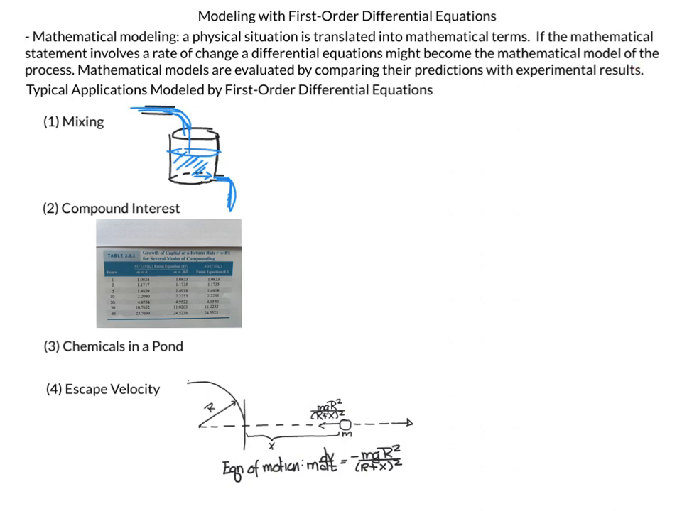The four different models we will look at: one is mixing. So there's a solution in a tank, and then we're introducing a new concentration of a solution in that tank while the tank is simultaneously being drained. We also have compound interest, which is extremely applicable to you who will be earning an income. We have chemicals in a pond, very similar to mixing. And then finally, we have an escape velocity for anyone who wants to be working at NASA.